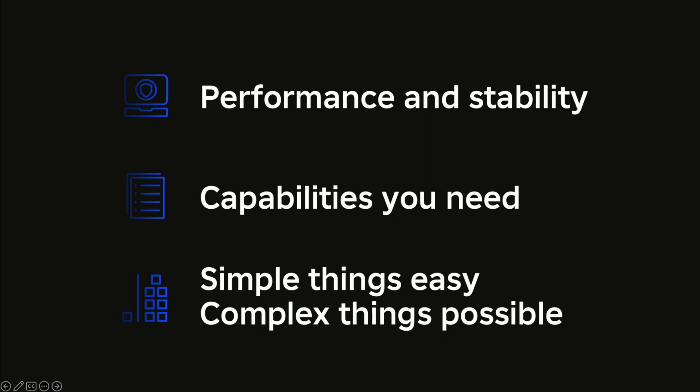So when we talked last year about making a great engine, we said that a great engine has three key attributes. It has to be fast, it has to be stable, and it has to give you the capabilities you need to bring your imagination to life. So we want to make things that are simple, easy, and we want to make things that are complex possible.